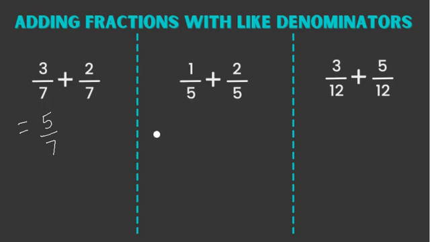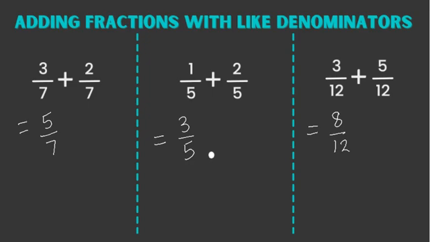The same thing applies here. We have 1 plus 2, 3. Your denominator remains the same because you have the same denominator in the two fractions. Here we do the same thing. 3 plus 5 equals 8 over 12.